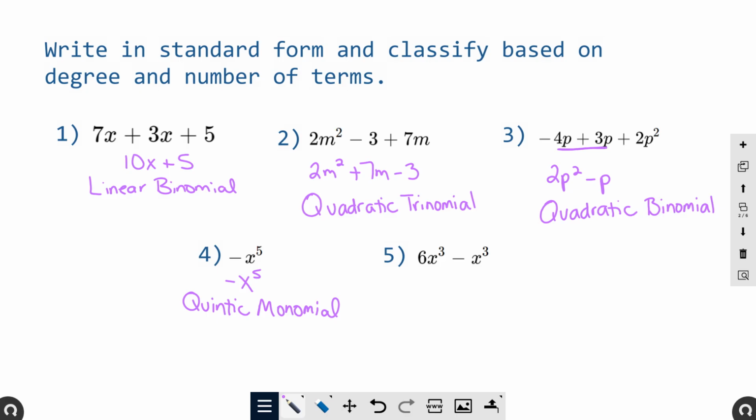6x to the 3rd minus x to the 3rd. Combine them, we get what? 5x to the 3rd. Did we change our exponent? No, we only add or subtract the coefficients, which are the numbers in front. So remember, do not change exponents when writing in standard form. We're just combining like terms, adding those together, and we name it. It's a, very good.